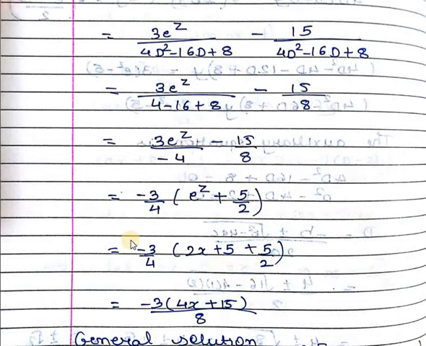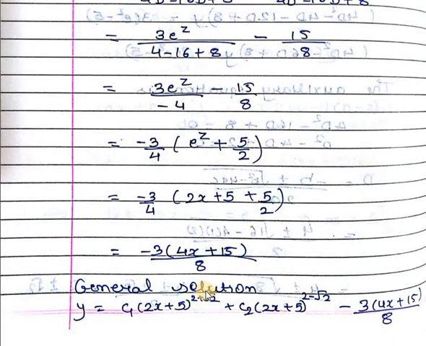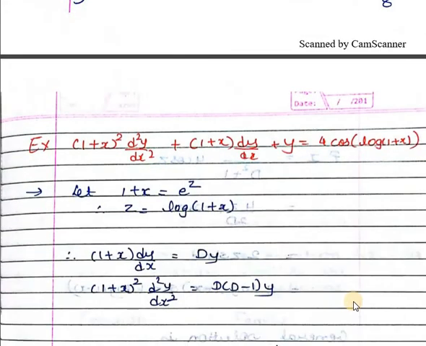Now if we simplify further, then it will be minus 3 in bracket 4x plus 10 plus 5, so it is 15 divided by 8. So this is our final answer of yp. Hence the general solution is given by y equal to yc plus yp. So what is yc? It is c1 e^(2x) plus root 2 plus c2 e^(2x) minus root 2, and yp is minus 3 into 4x plus 15 divided by 8. Now let us discuss second example.